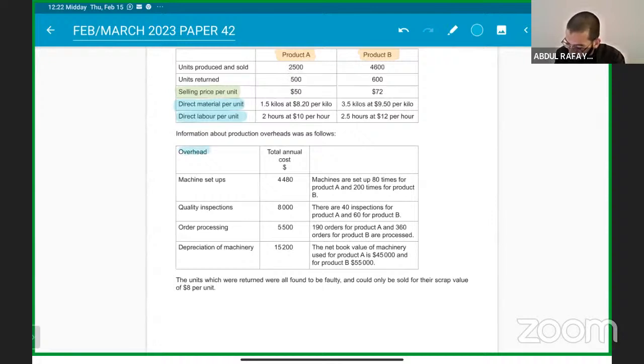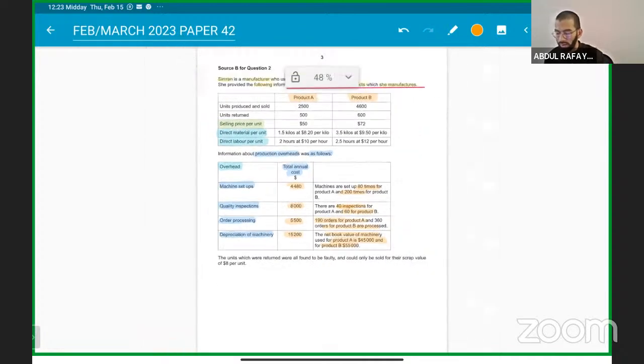Then we have the information about the overhead and their annual cost. The information about production overheads was as follows. We have machine setups, quality inspections, order processing cost, and depreciation of the machinery. They tell us the total cost for each overhead, and we have to apportion them to product A and product B based on the information provided, based on the activity being performed by them.